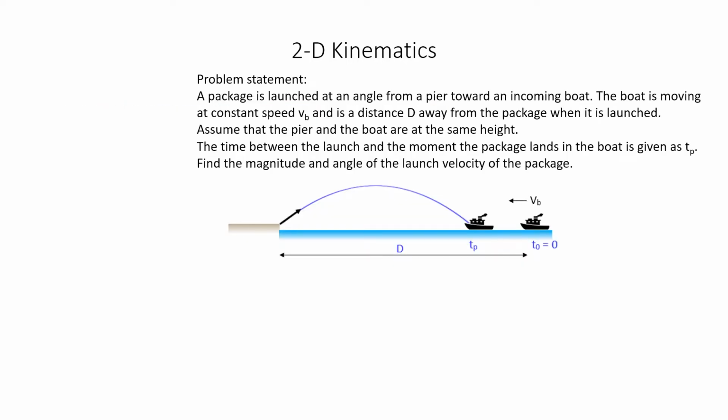This is a problem I'd like to solve. A package is launched at an angle from a pier toward an oncoming boat. The boat is moving at constant speed vb and is a distance d away from the package when the package is launched. Assume that the pier and the boat are at the same height. The time between the launch and the moment the package lands in the boat is given as Tp. Find the magnitude and angle of the launch velocity of the package.